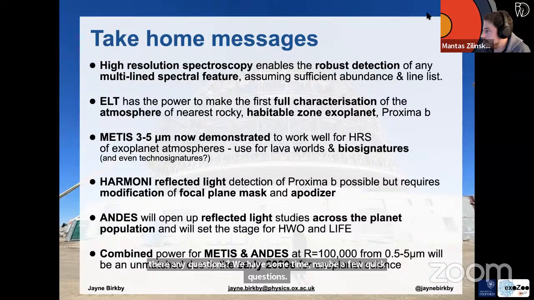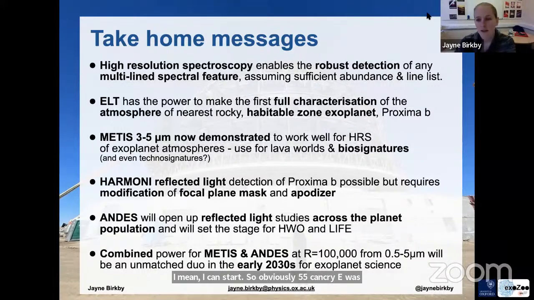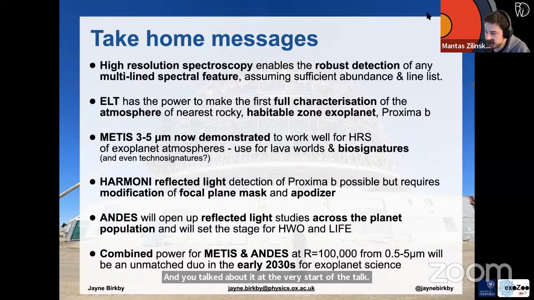I mean, I can start. So obviously 55 Cancri was observed with high resolution several times. And you talked about it at the very start of the talk. I wonder, in the future, is there any expectation that we will detect something there, now that James Webb has kind of hinted maybe for an atmosphere?